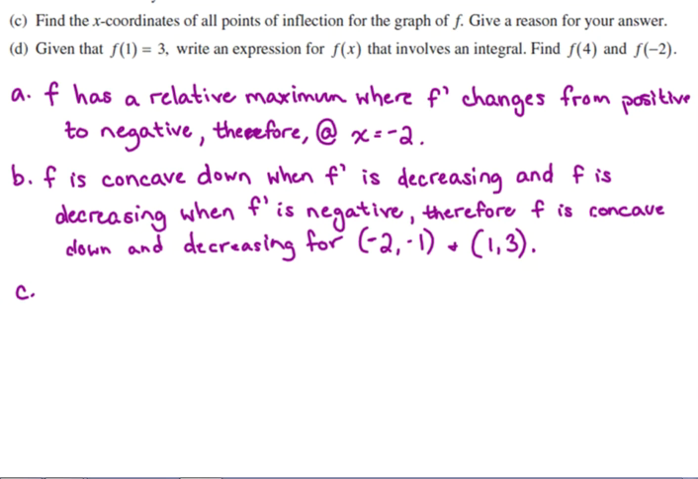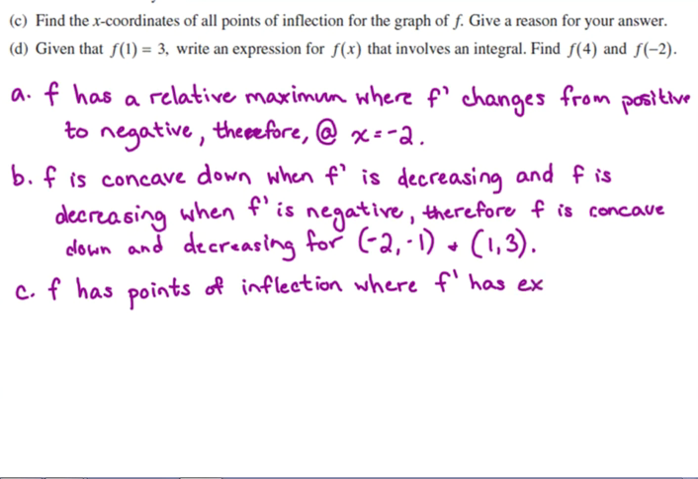Part C, find the x-coordinates of all points of inflection for the graph of f. So again, let's remember we're looking at f prime. F has points of inflection where f prime has what? Maximums and minimums, or extrema. You can say it either way. I'm just going to say extrema so I can write it in one word instead of two.